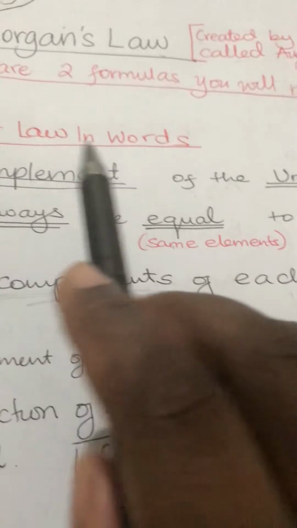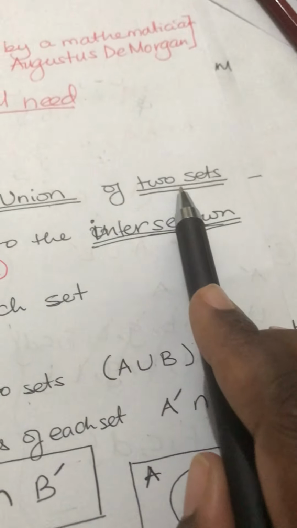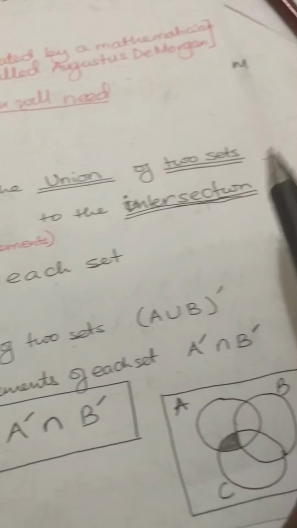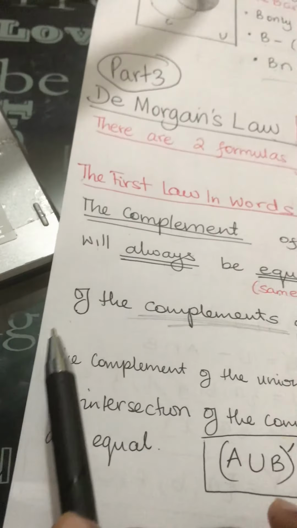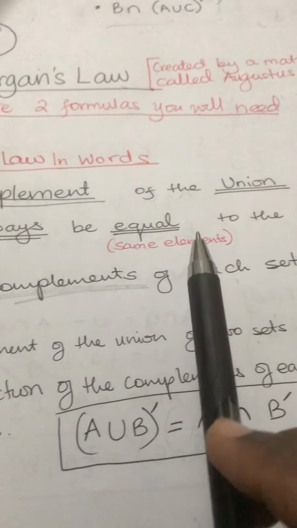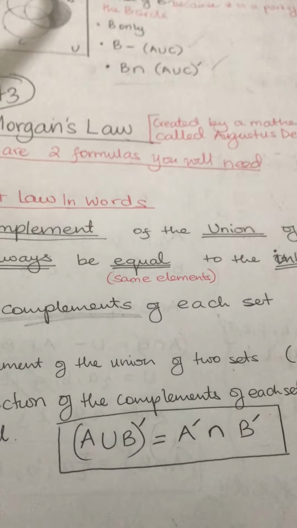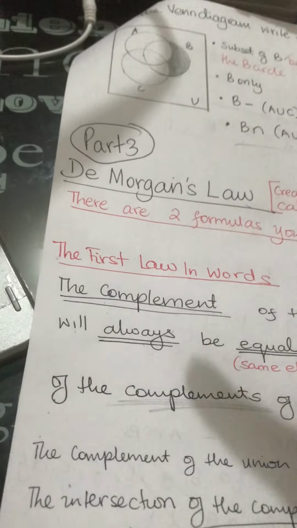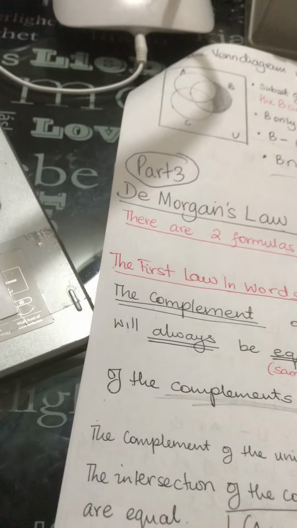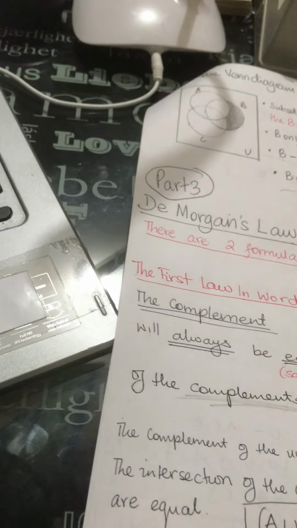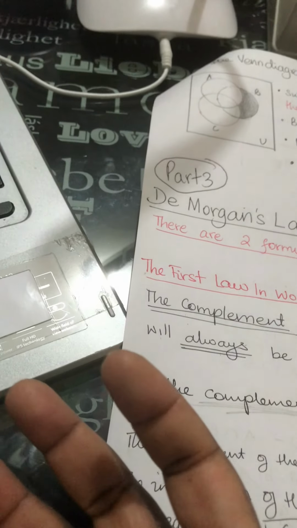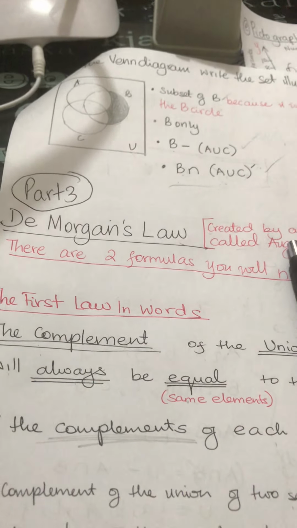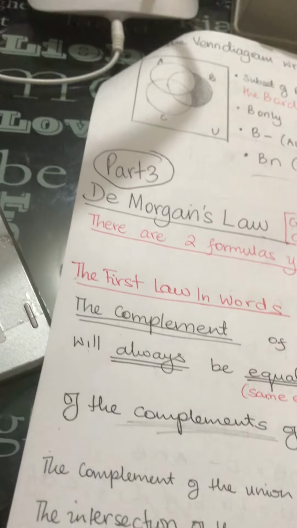So the complement of the union of 2 sets will always be equal to the intersection of the complements of each set. What this says is you will put 2 sets together and find the complement of that. After you find the complement of 2 sets being together, this should equal the complement of one set and the complement of the other set, their intersection.